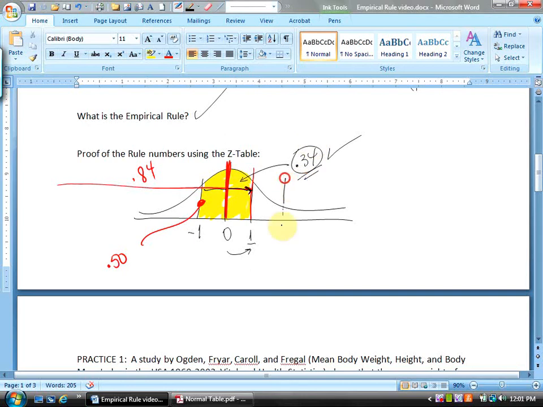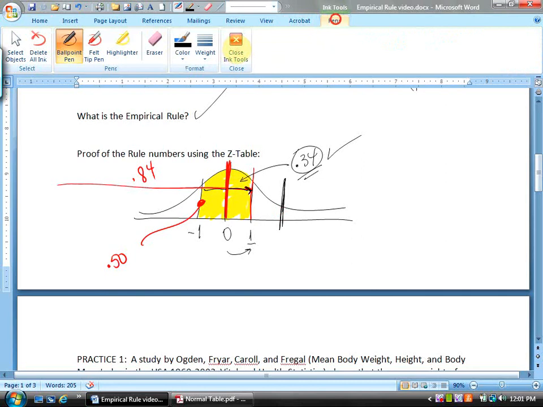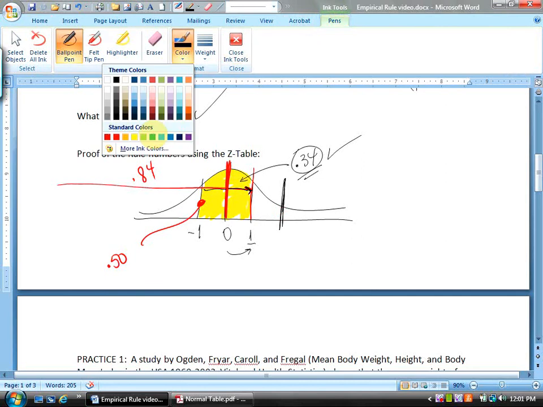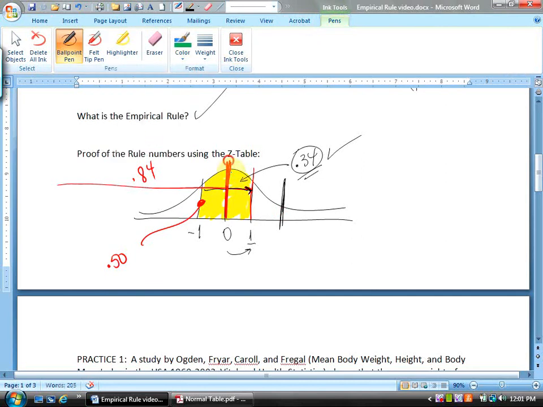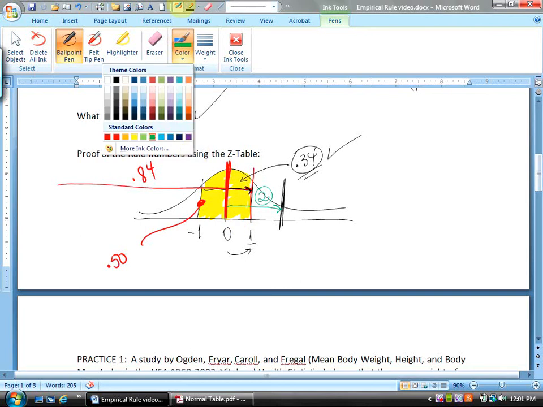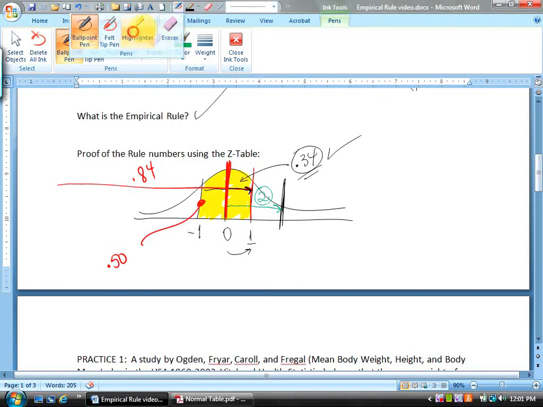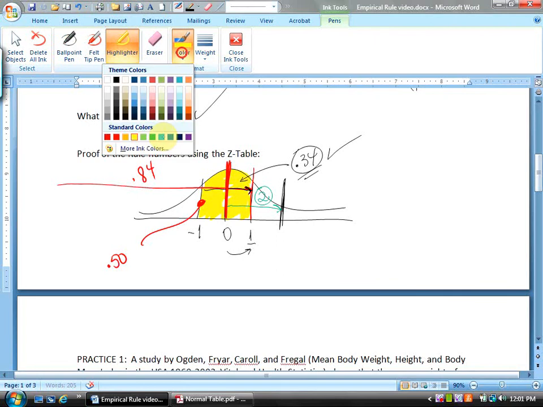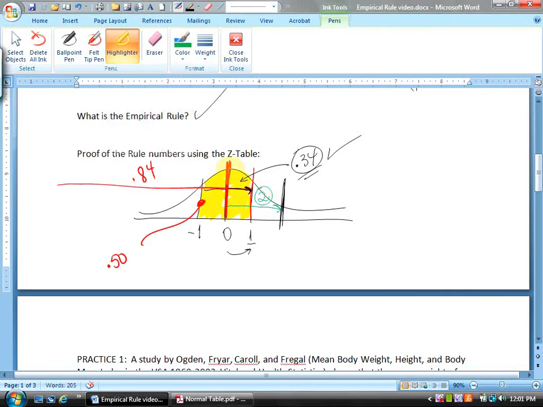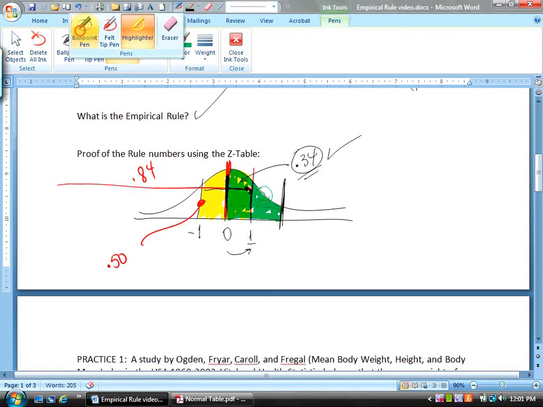Now, what if I say 2 standard deviations? Well, let me get another color here, and we're going to look at 2. Okay, so now in green, we go 2 to the right. We're going one side only. Maybe I should highlight here to help you see this. Okay, so what if now I go 2 standard deviations in green? Okay, I'm going 2 to one side only.